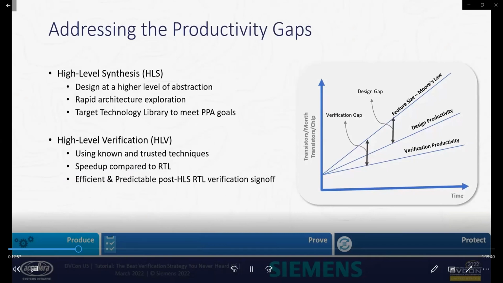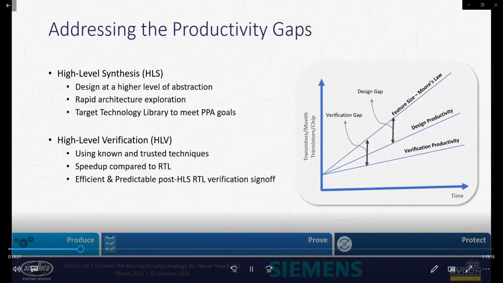This not only allows us to quickly get to a working design, yet also allows us to rapidly iterate via architectural exploration over various implementations before committing to RTL. And as HLS incorporates our target technology node, the result is RTL which meets not only timing requirements, yet also our performance, power, and area goals.